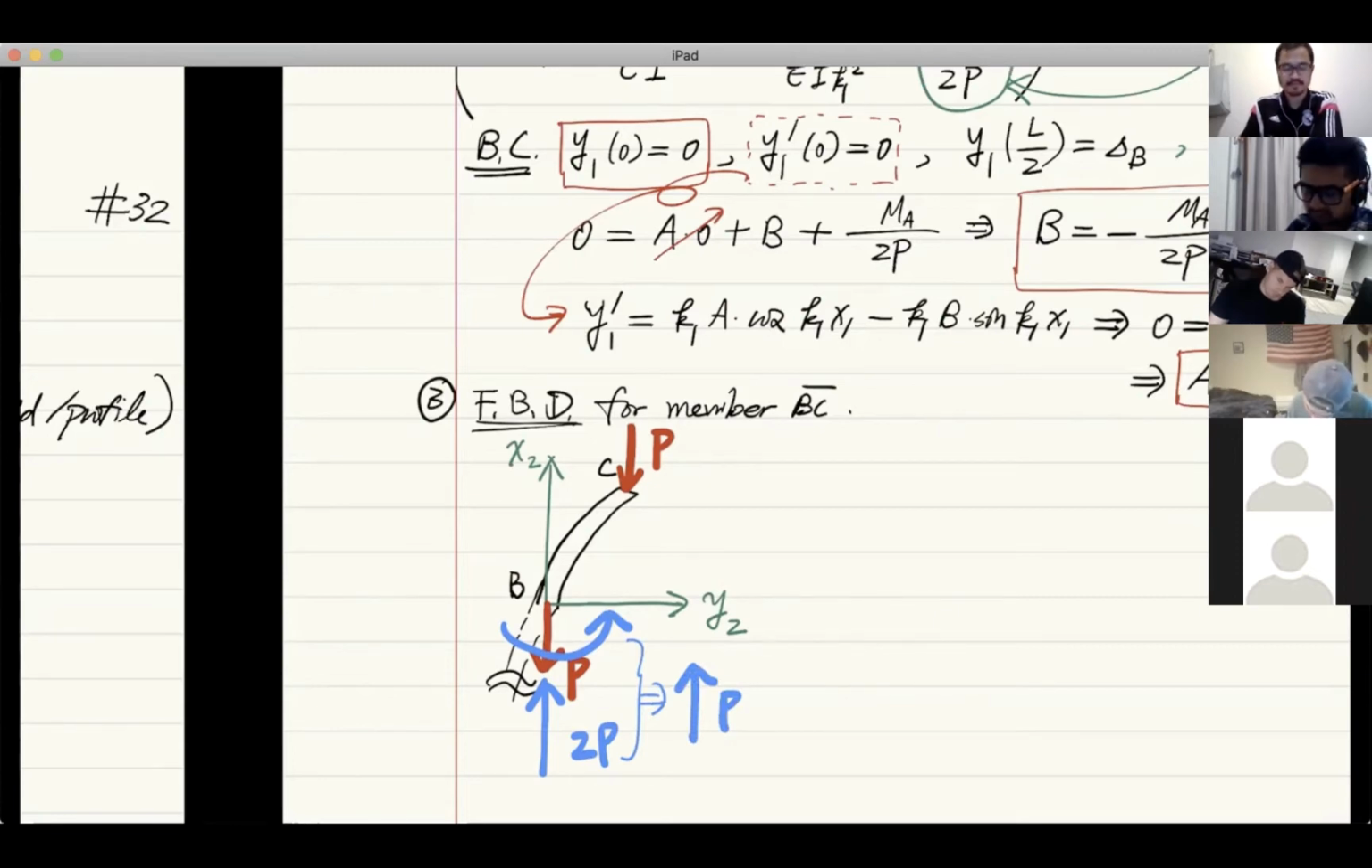We also have internal moment, correct? And this is what we know as MB. Now, what's the value of MB? We already talked about this. MB is a force times the distance, correct?